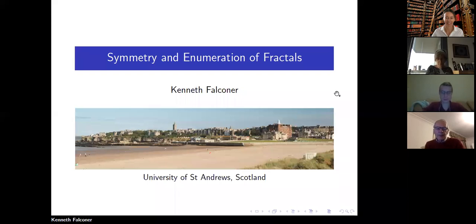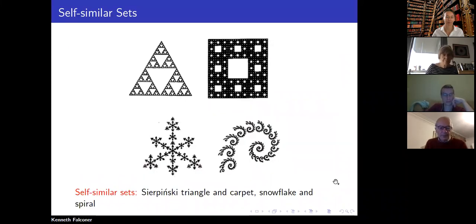I'm going to talk about some work I did a few years back now with a colleague, John O'Connor, involving symmetry and enumeration of self-similar fractals. But in fact, I've resuscitated the project a little recently. I've had a couple of undergraduate vacation students looking at some more examples. So it's, from my point of view at least, quite timely. So let's start by looking at some self-similar fractals.